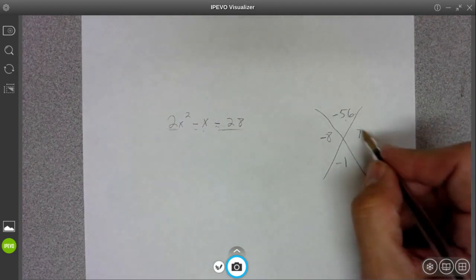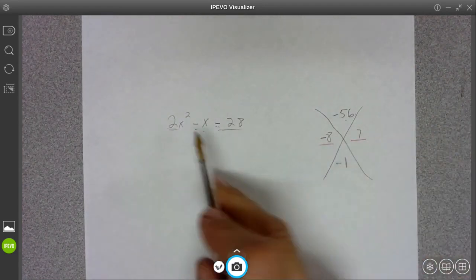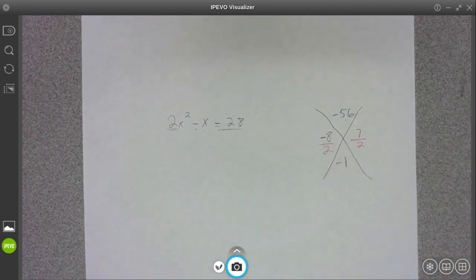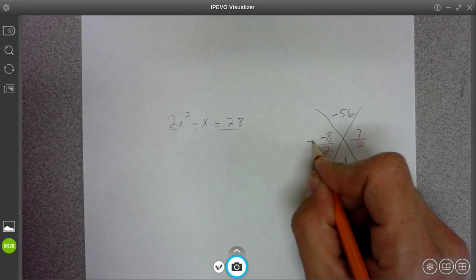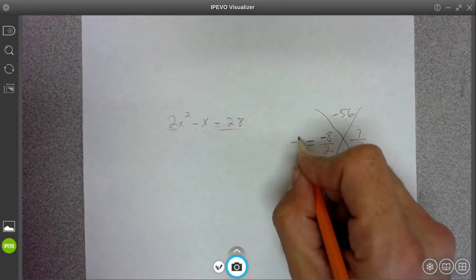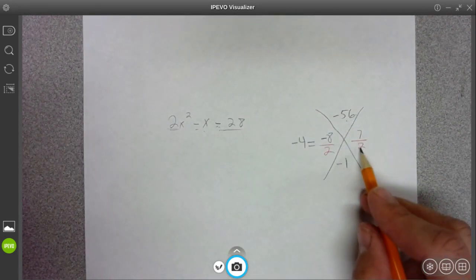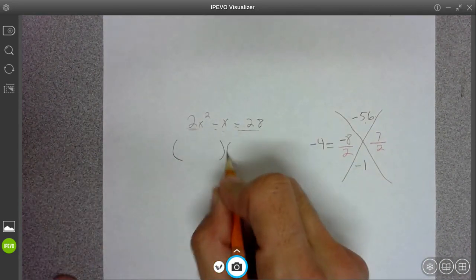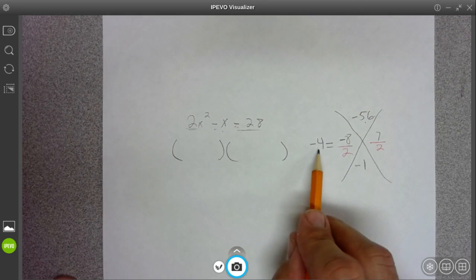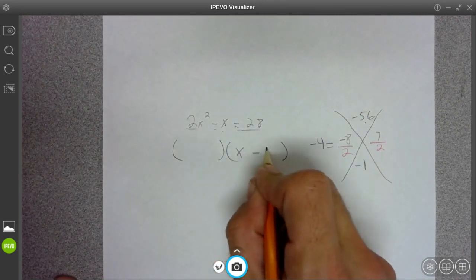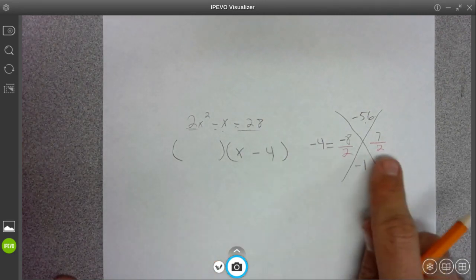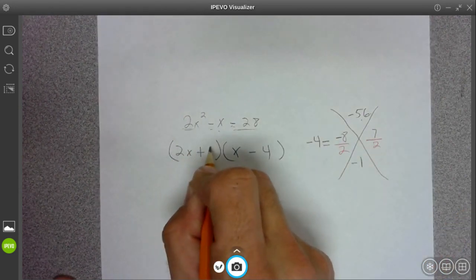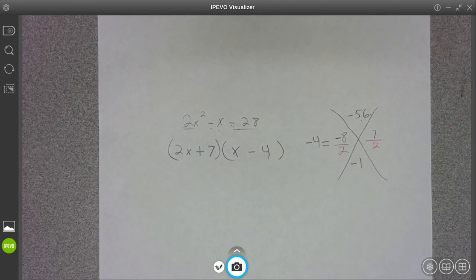Okay, I'm going to divide these by 2 because that's my A term. -8 over 2 is -4. So our answer is going to be x minus 4 for that one. And then for this one, it's going to be 2x plus 7.